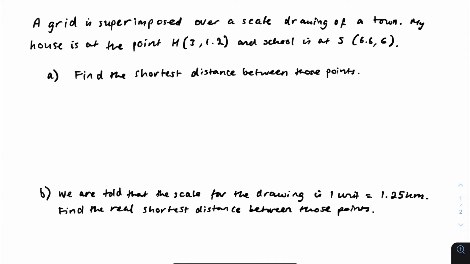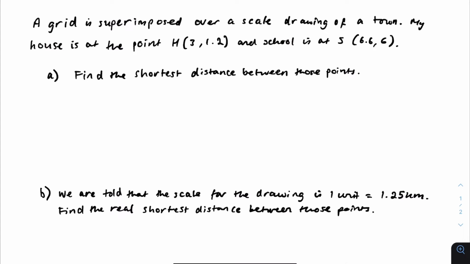So a grid is superimposed over a scale drawing of a town. My house is at the point H, which is (3, 1.2), and school is at S, which is (6.6, 6). Find the shortest distance between those points. All right, so I'm just going to graph this on this grid.